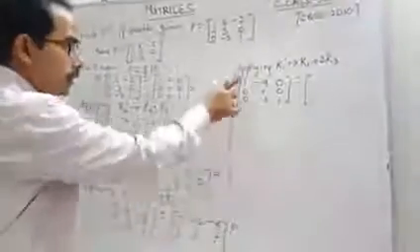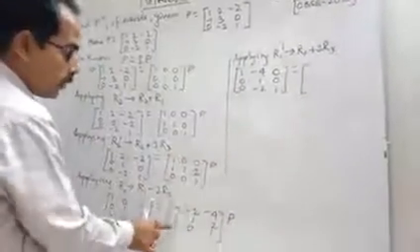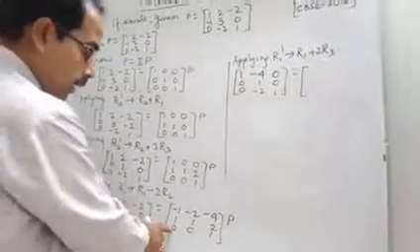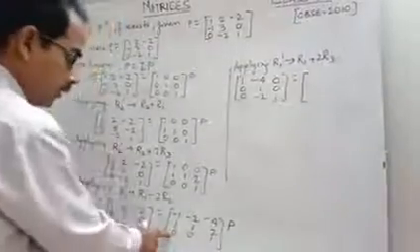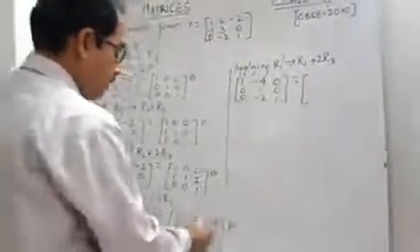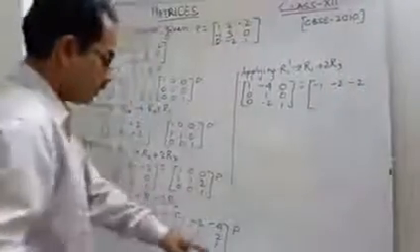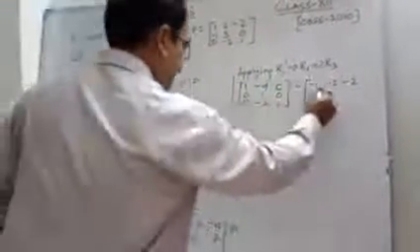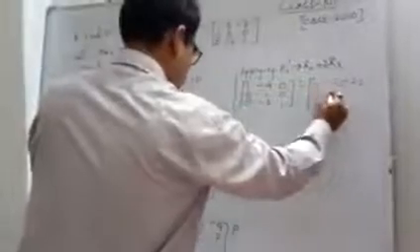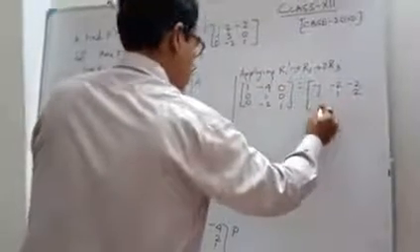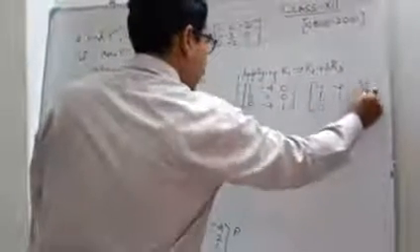The same operation, that is R1 plus 2R3, if I conduct over here, then what will we get? -1, -2 and -2. -1, -2, -2. Just check it out. And then after no changes here, 1, 1, 2, 0, 0, 1. And here P.